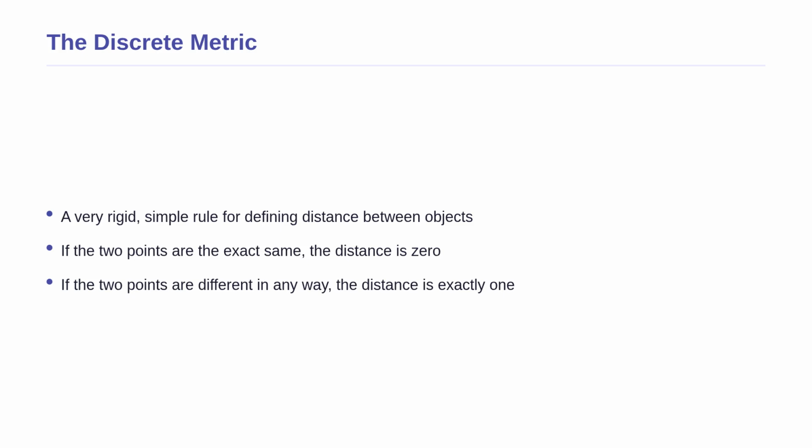This brings us to another fascinating concept known as the discrete metric. Imagine a set where the distance between any two points is defined by a very rigid, simple rule. If the 2 points are the exact same, the distance is 0. If the 2 points are different in any way, the distance is exactly 1. It does not matter what the objects are. The distance is always either 0 or 1. We want to prove this concept forms a valid metric space.